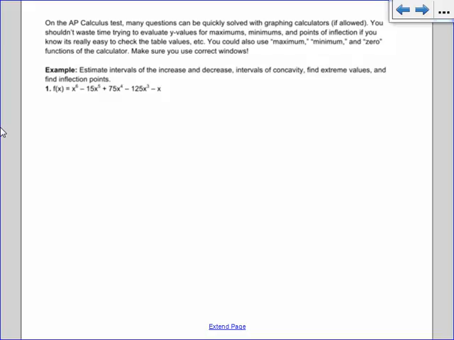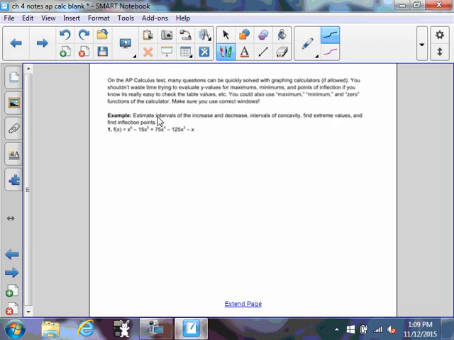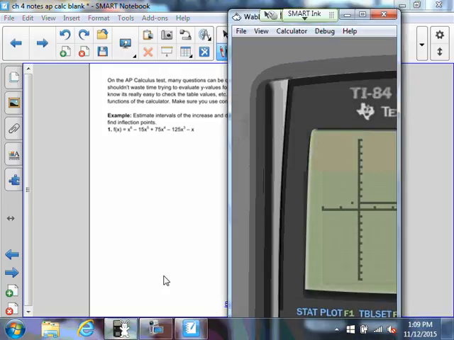So make sure that you use correct windows. You're finding the maximums, minimums, and zeros, and so on. So it says estimate intervals of increase and decrease, intervals of concavity, find the extreme values, and find the inflection points. So we're just going to use this, and we're just going to graph everything, okay? Well, let's go ahead and try to graph this original one. So go ahead and enter your calculator. Everybody get your calculator out and do it along with me.